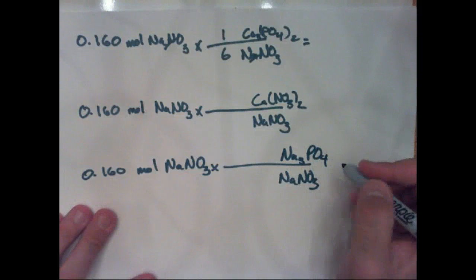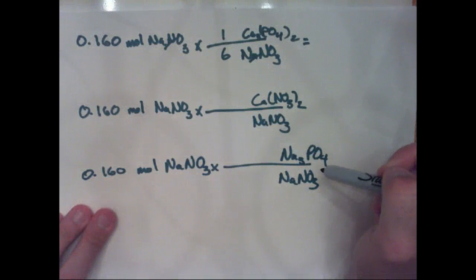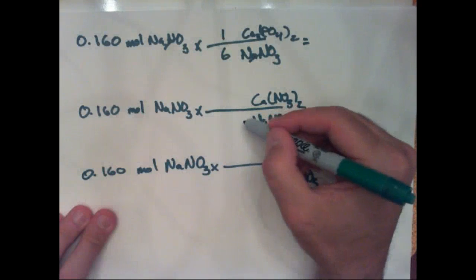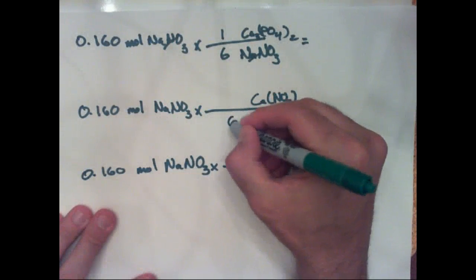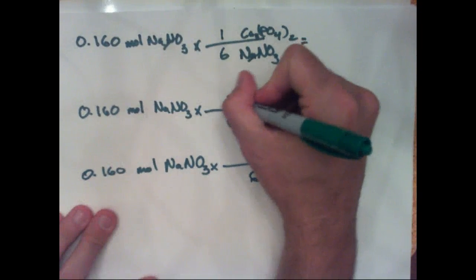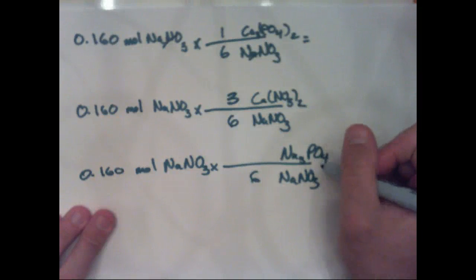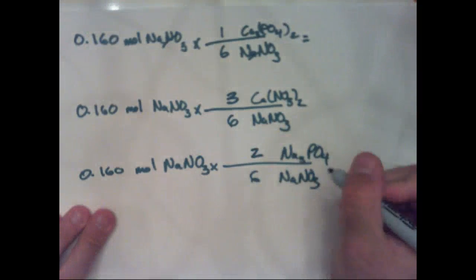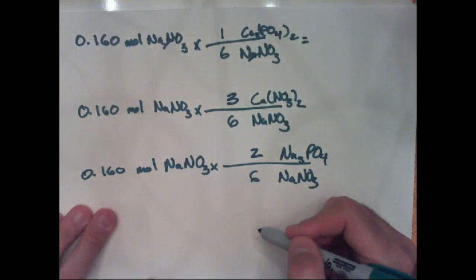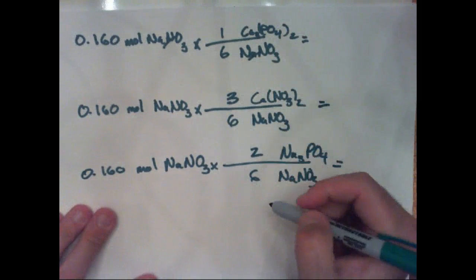So now look, all 3 of these based on units are set up almost exactly the same. What's the coefficient for sodium nitrate? 6. What's the coefficient for calcium nitrate? Well, in the problem it was 3. What's the coefficient for sodium phosphate? It's 2. Okay, so I've set up all 3 math problems, and now we can just do the math.